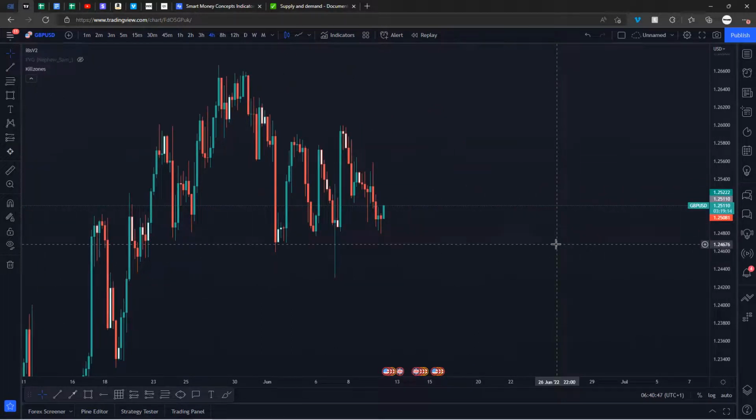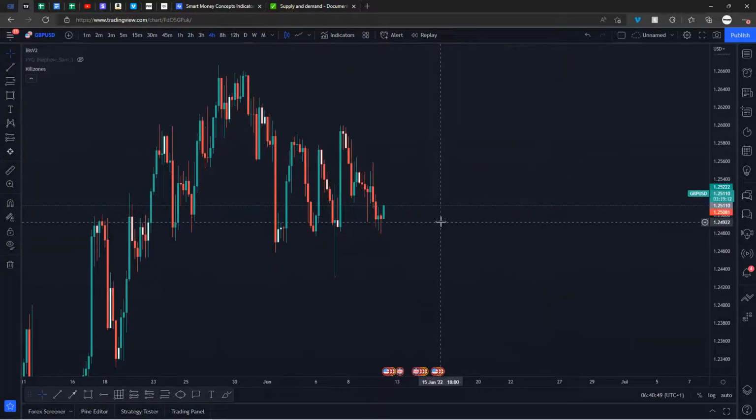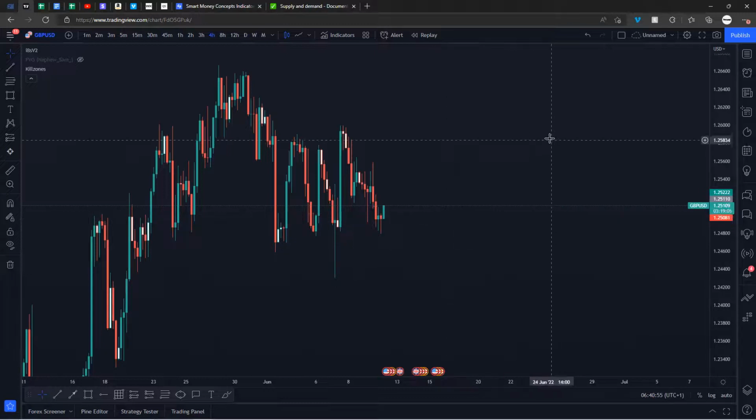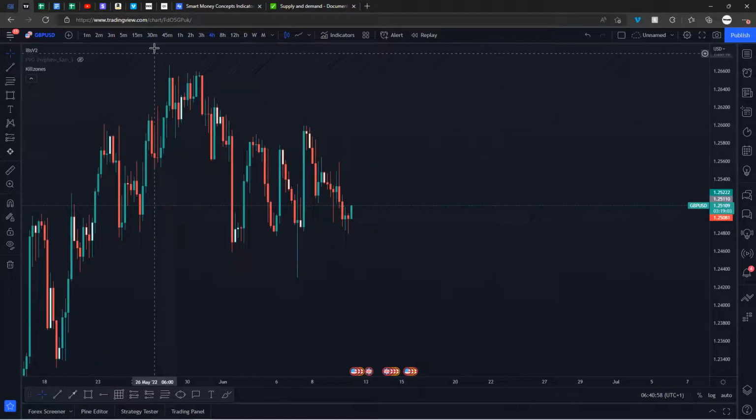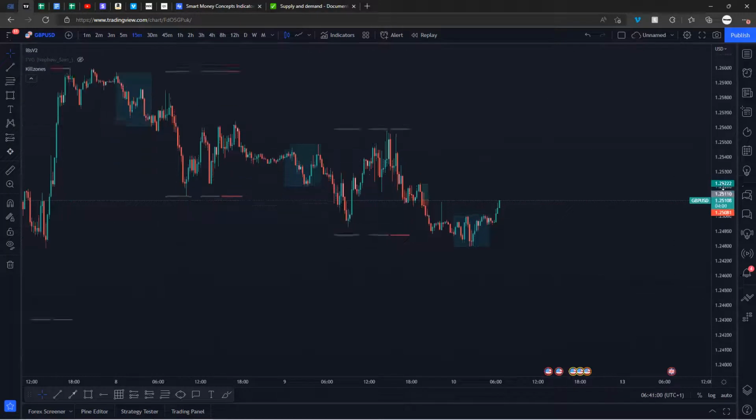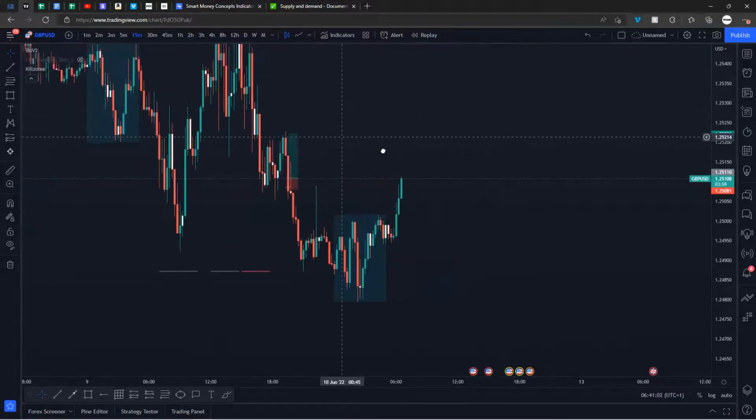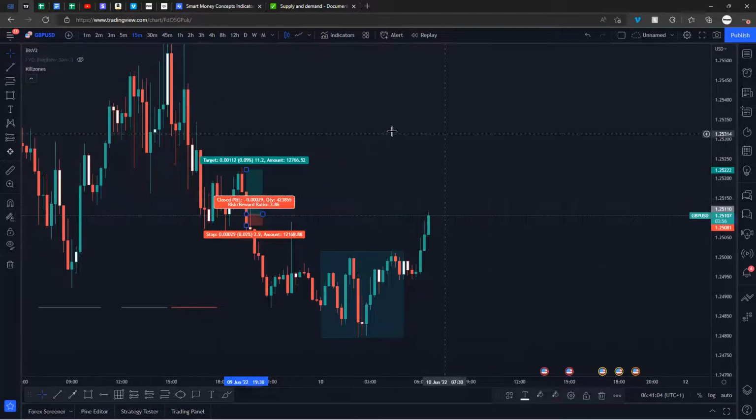GBP US dollar. It just doesn't. I don't see any pure liquidity sweeps or anything. So yeah, I'm not even going to continue further with the analysis. It would be silly to trade GBP US dollar in these market conditions as a planned trade.